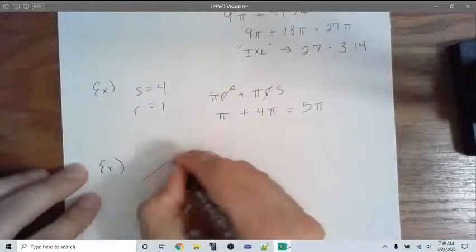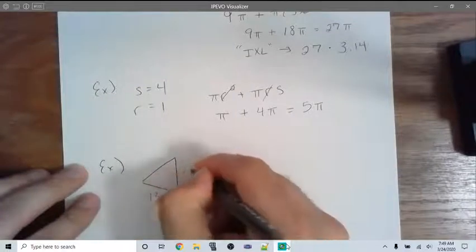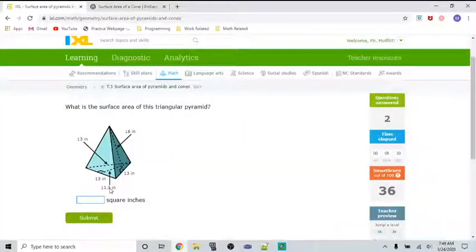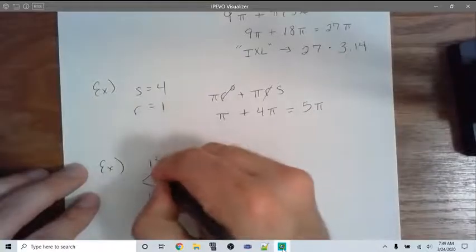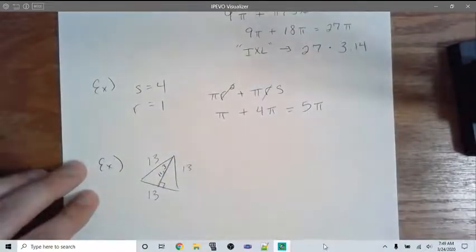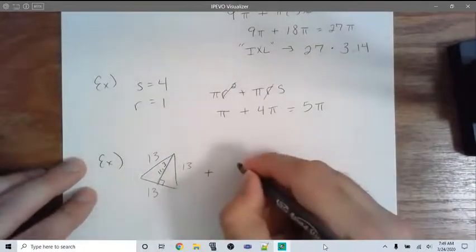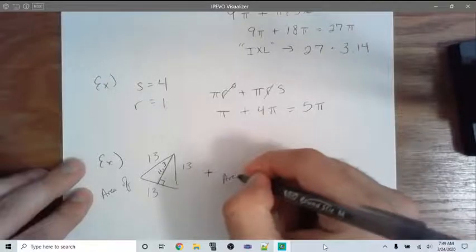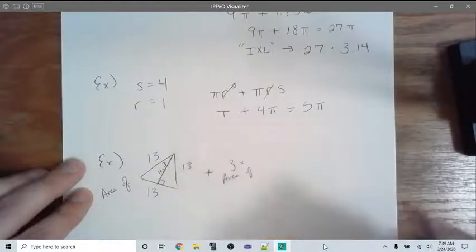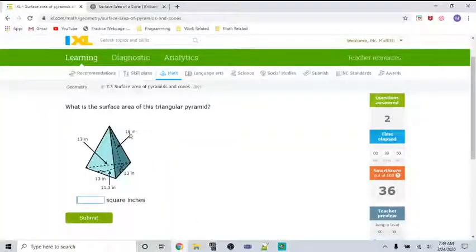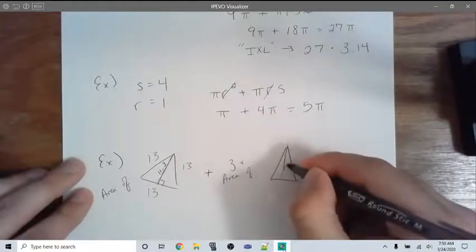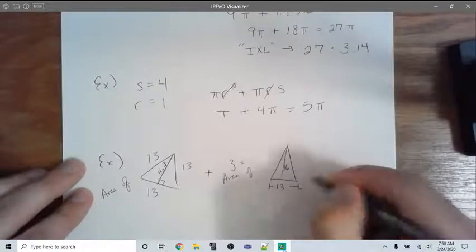So we had the base, which has all lengths of 13, and it gives us a height of 11.3 for the base. So I'm going to put a little 11.3 here. So I want to find the area of the base plus, so let's say area of this part plus, actually let's do 3 times the area of the other triangle. So there's 3 of the same ones. These have a height of 16 and a base of 13. So these, the slant height is 16 and the base is 13.